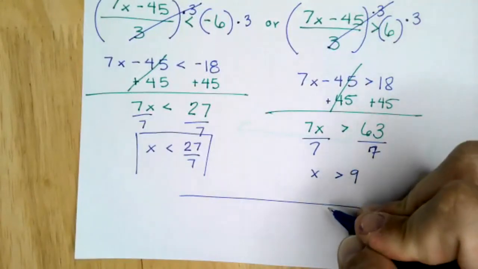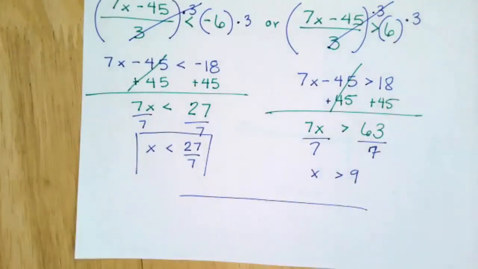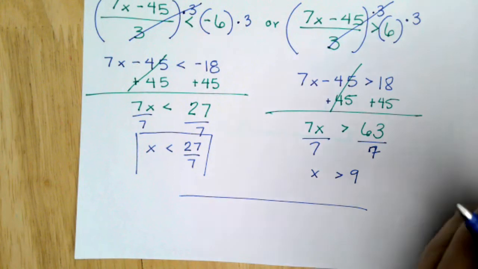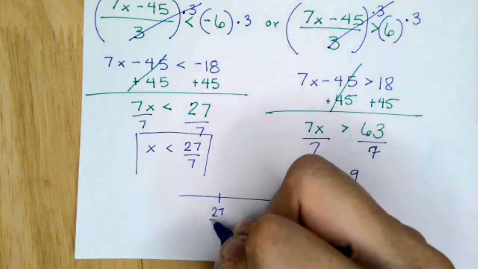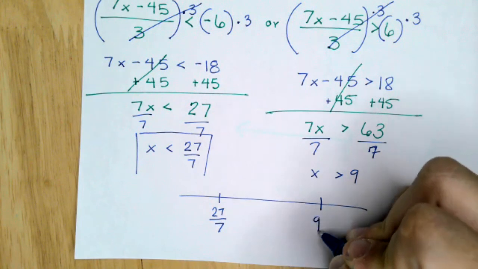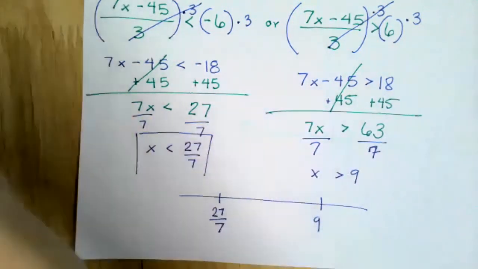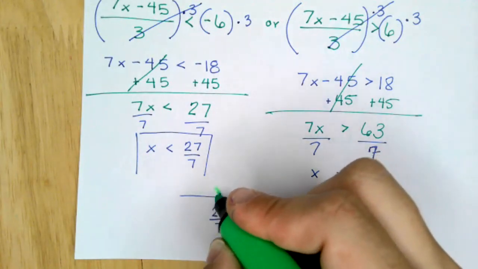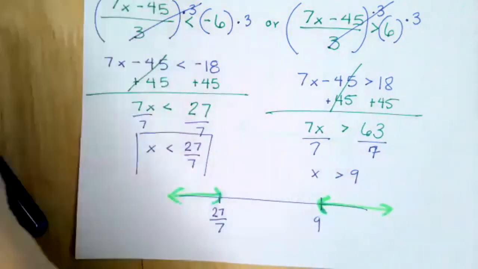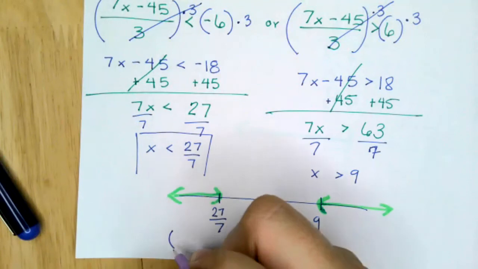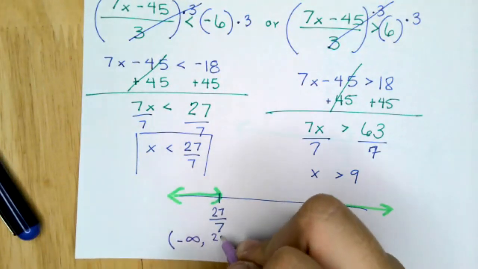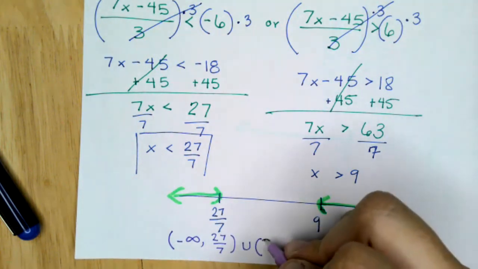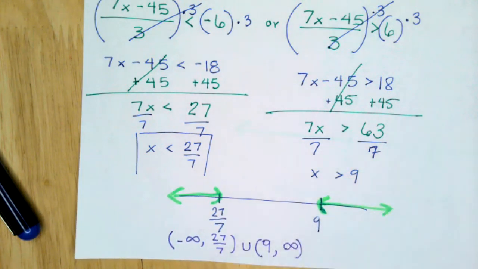Here's my graph. I've got 27 over 7, which is like 3.5, almost 4. And I've got a 9. x is greater than 9, and x is less than 27 over 7. So it goes from negative infinity to 27 over 7, the union with 9 to infinity.